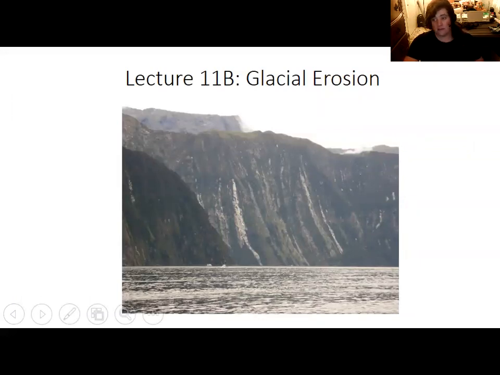Lecture 11B is all about what glaciers do to the rock around them as they move, because they break the rocks into tiny pieces, and we'll learn about what the record of glacial erosion looks like, what that can look like in the rock record, and what that can tell us about past climates. And we'll talk a little bit also about how glaciers can be used to study climate change, which is a topic we'll return to much more heavily in a couple of weeks. So lecture 11B coming up next.